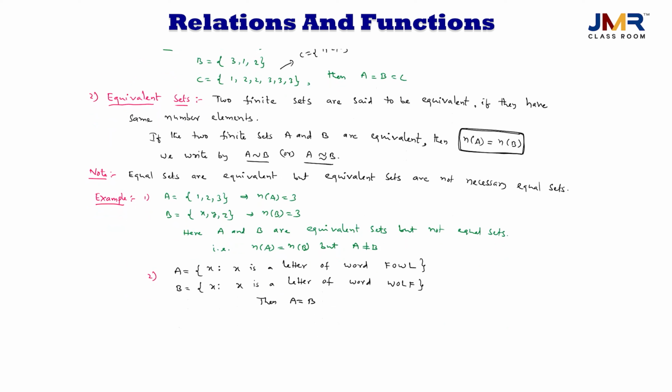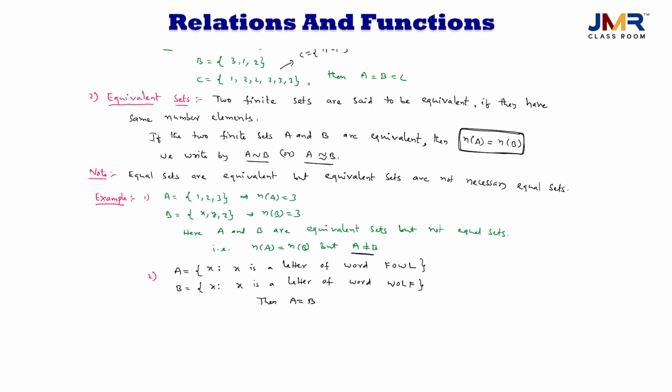That is, suppose A equals set of 1, 2, 3, B equals set of X, Y, Z. A and B are not equal. Here A is not equal to B. But N of A equals 3 and N of B is also 3. So N of A equals N of B. These two sets are equivalent sets but not equal sets.